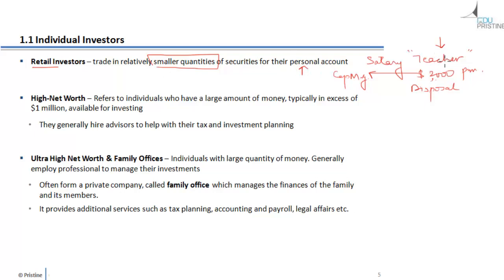The school teacher, whatever he's going to do, is going to be for her own family. The second category is HNIs, high net worth individuals, which refers to, let us say, the CEO of a multinational company, or a promoter of a $100 billion company. That particular person will have a lot of money at his disposal, typically in excess of 1 million available for investing.